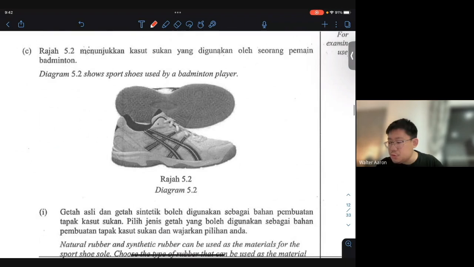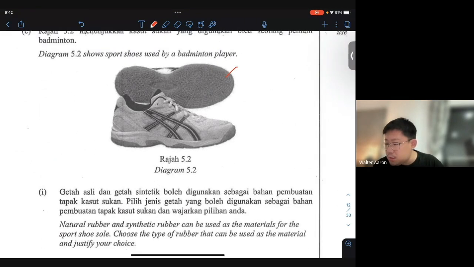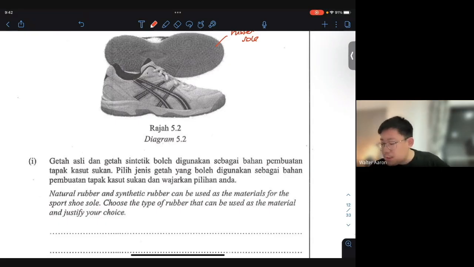5.2 shows a sports shoe used by a badminton player. So actually, there's a rubber sole here. Natural rubber and synthetic rubber can be used as materials for the sports shoe sole. Choose a material and justify your choice. You remember badminton players, when they play badminton, right? They move around the court a lot, so they strike left and strike right. And as they move left and right, when they step on the court, they friction against the surface. So there'll be a lot of wear and tear, to be honest, when you play badminton.